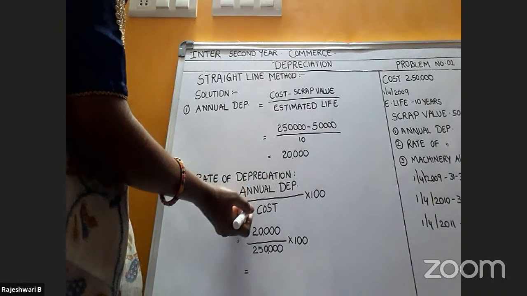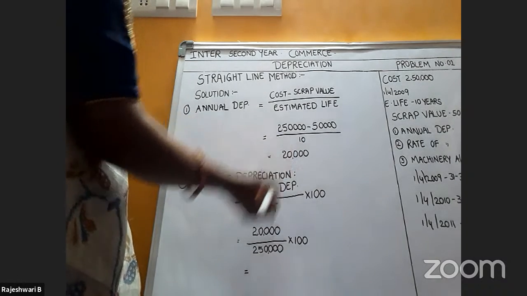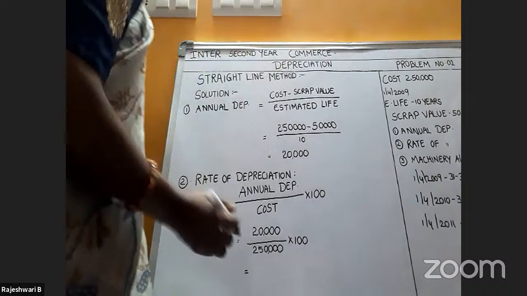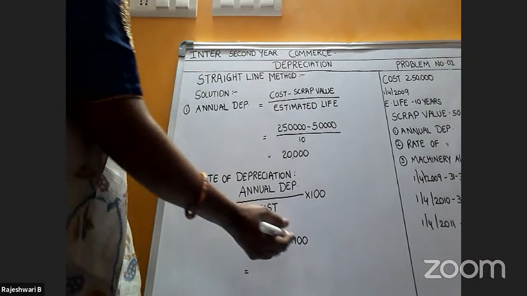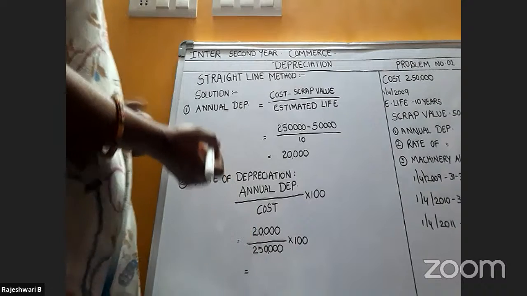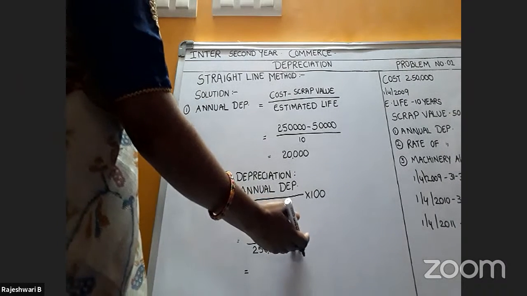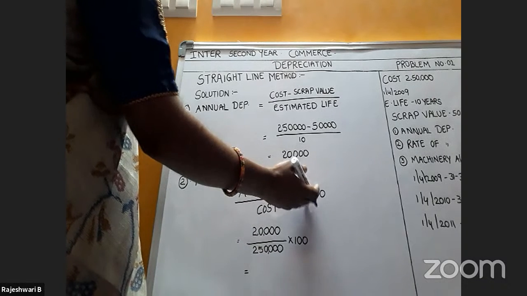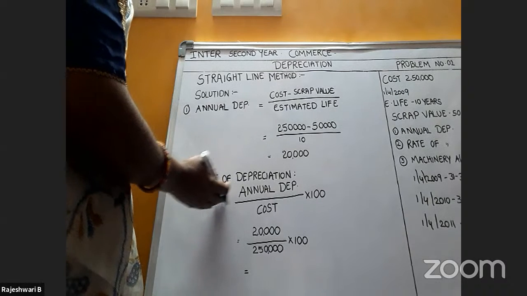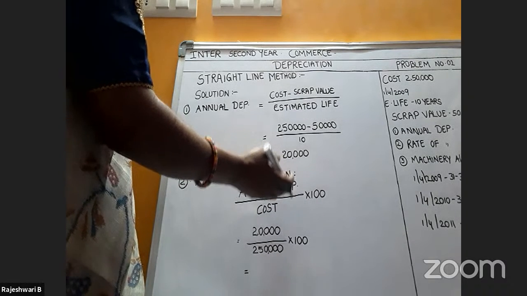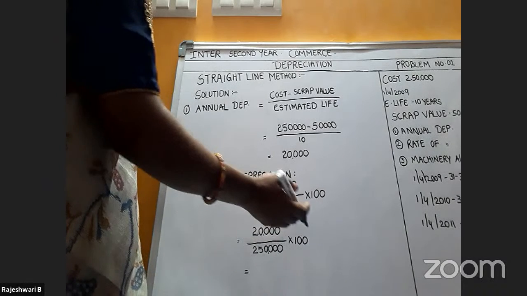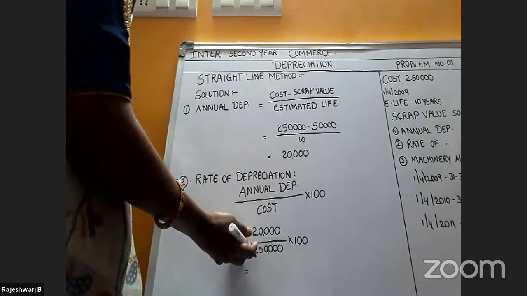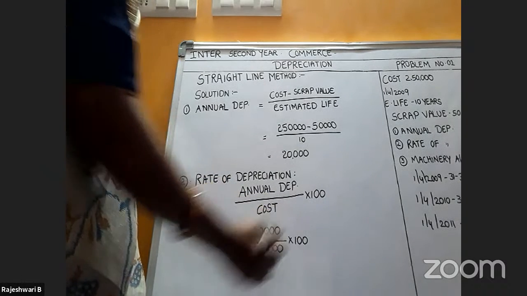We will substitute in the formula. Annual depreciation is 20,000 divided by cost. What is the cost of the asset? 2,50,000, into 100. Why are we multiplying by 100? Because we have to find out the percentage rate. Rate means percentage of depreciation. For every year, how much depreciation we are providing, that rate we have to mention. 20,000 divided by 2,50,000 into 100.